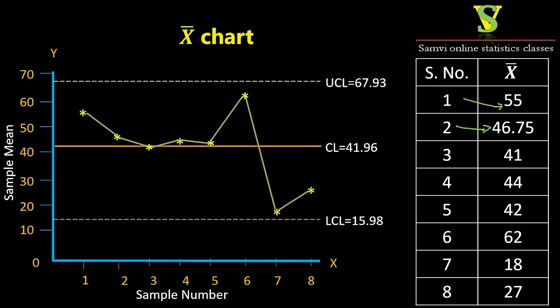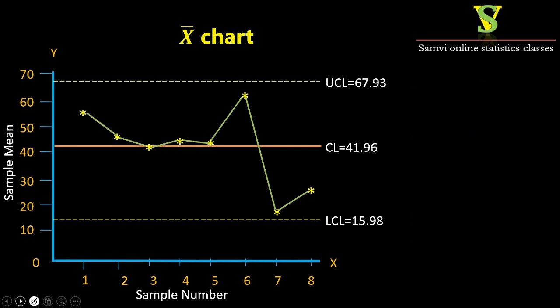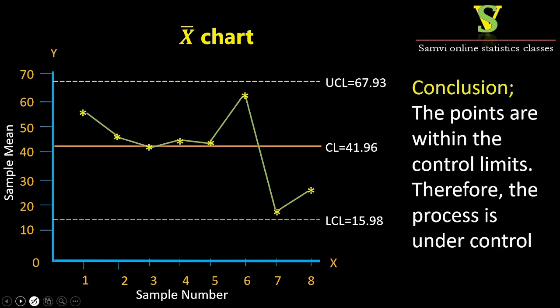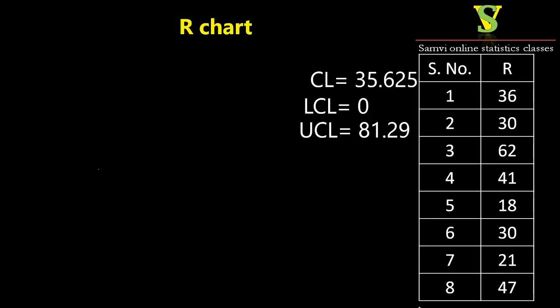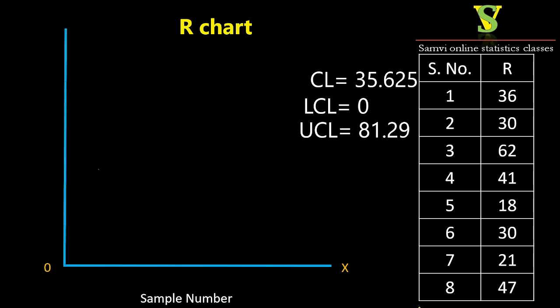Now, by this graph, we can write the conclusion. The points are within the control limits, therefore the process is under control. Our chart is plotted as follows. First plot the x-axis. On the x-axis, you have to take the sample number. Next, you have to plot the y-axis. On the y-axis, you have to take the sample range.